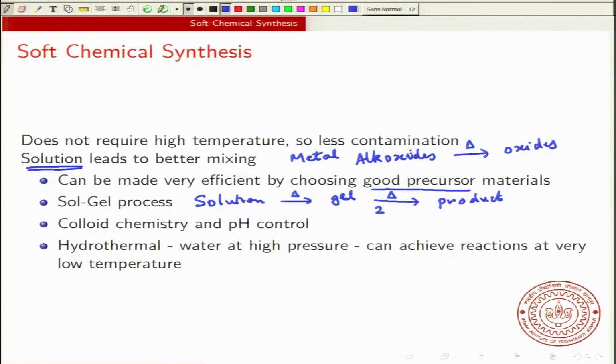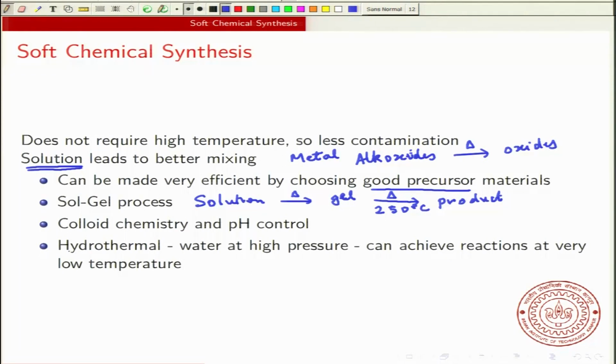much lower. For example, you can get spinel with just 250 degrees centigrade. In this procedure you can get spinel by using a temperature of just 250 degrees centigrade. And there are a lot of other things in this process. For example, you can use colloid chemistry and control the nature of the products using pH. I am not going to discuss these in detail.